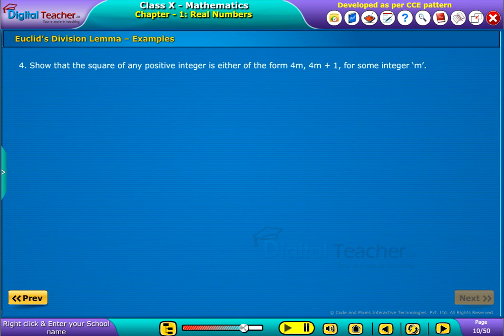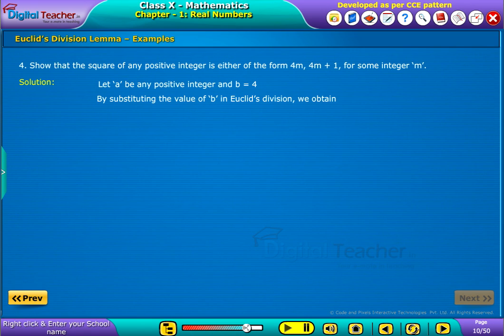(4) Show that the square of any positive integer is either of the form 4m or 4m plus 1 for some integer m. Solution. Let a be any positive integer and b is equal to 4. By substituting the value of b in Euclid's division, we obtain a is equal to 4q plus r, where 0 is less than or equal to r, which is less than 4. The possible remainders are r equal to 0, 1, 2, 3.